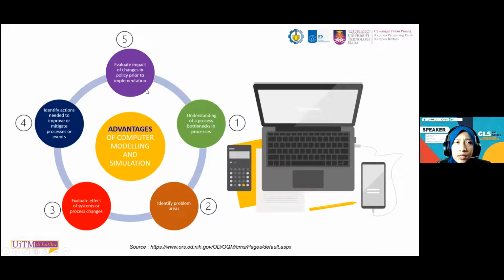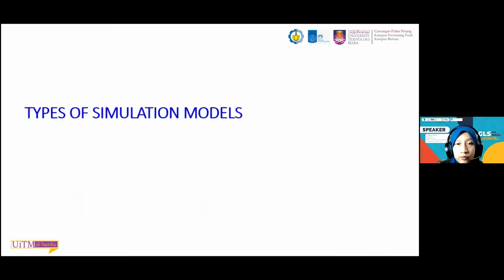So as I said, the good thing about computer modeling and simulation is that we can have early prevention before we build any building, or before we construct any project that consumes a large amount of money. So the help of IR 4.0 in any application is good if we can embrace the technology in our life.